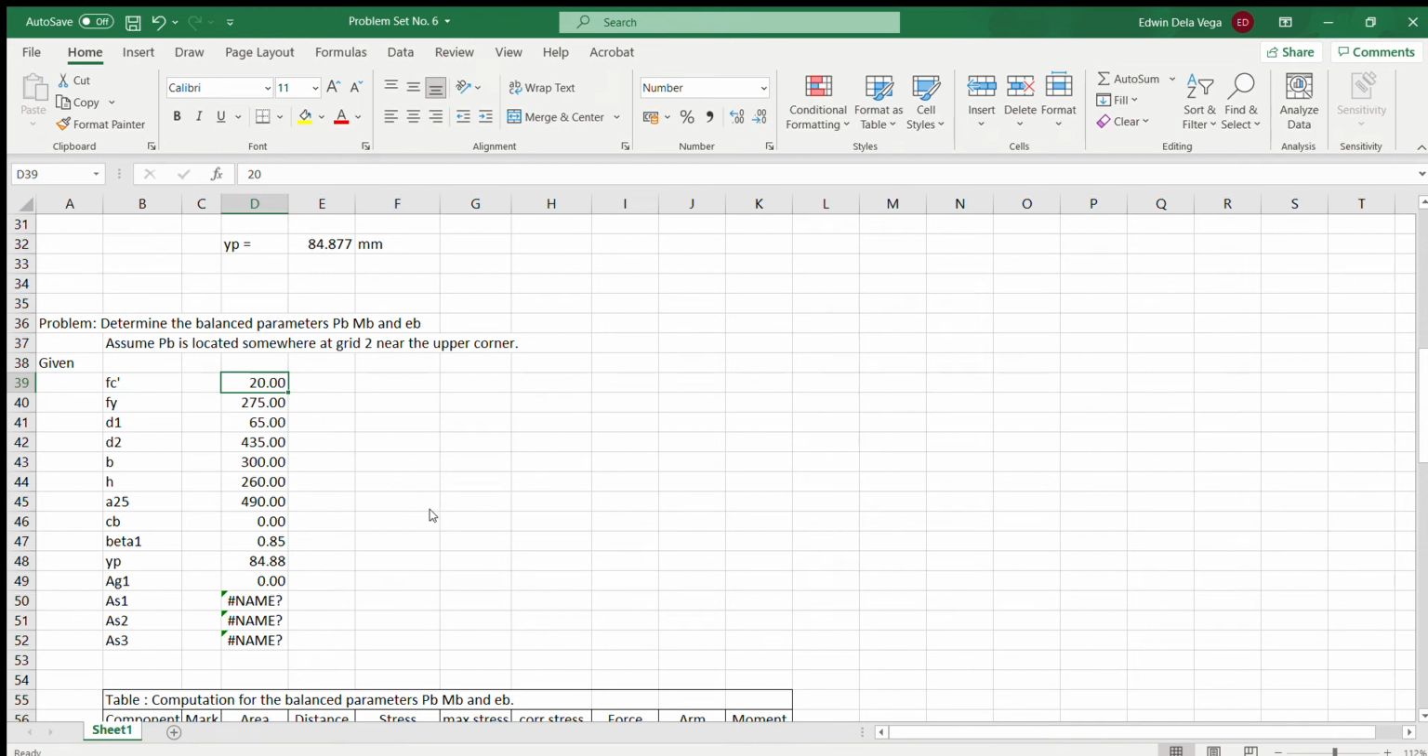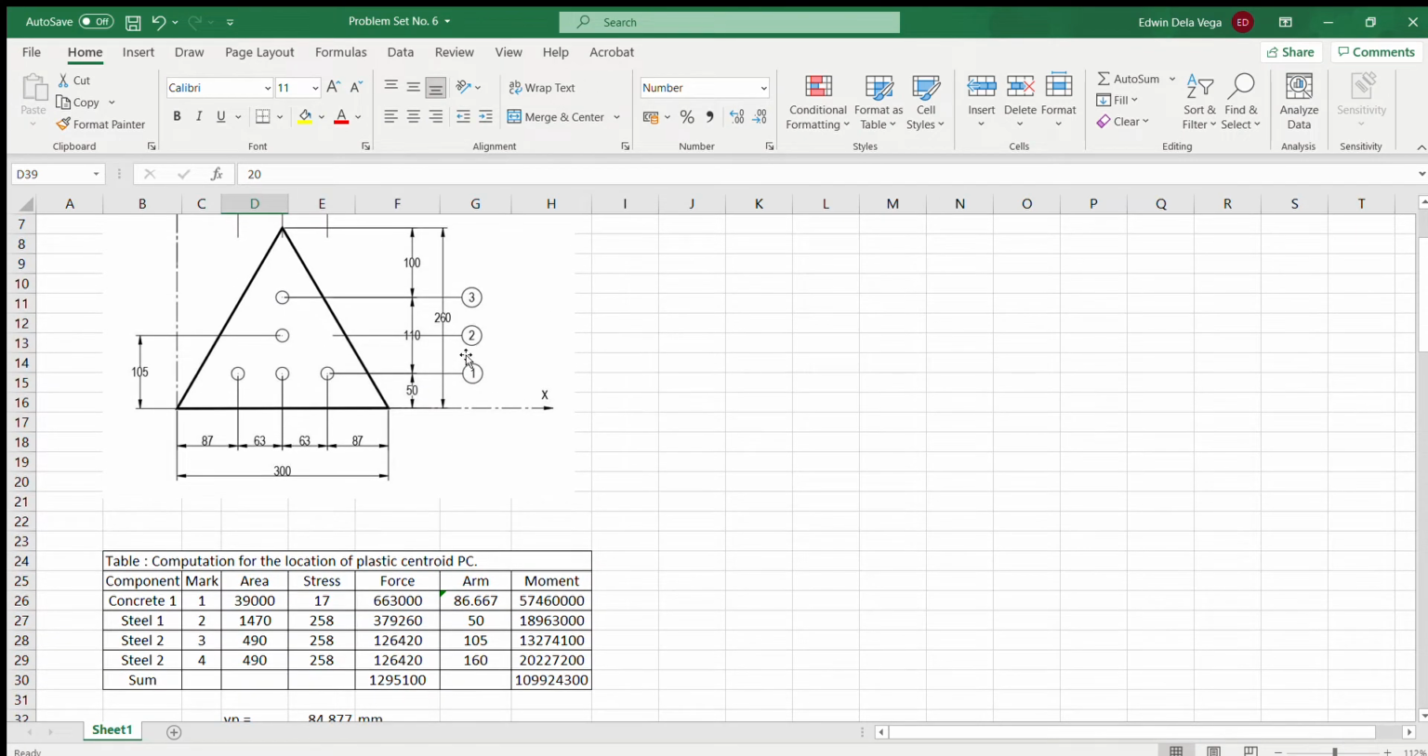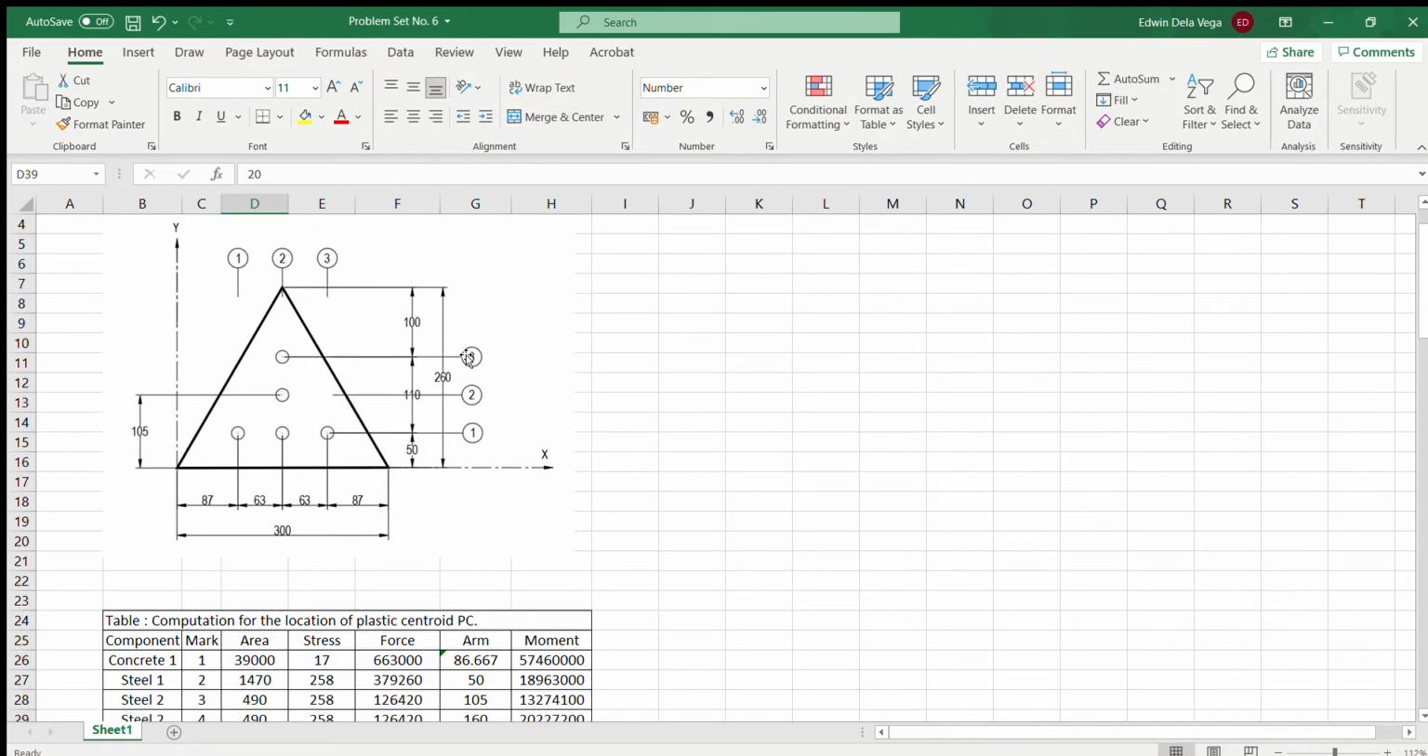Define your given values based on the problem. Okay, so let's take for example that we ought to determine the balance parameters PB, MB, and EB. So we assume PB is located somewhere at the grid 2 near the upper corner. So we don't know where PB is because we are solving EB.